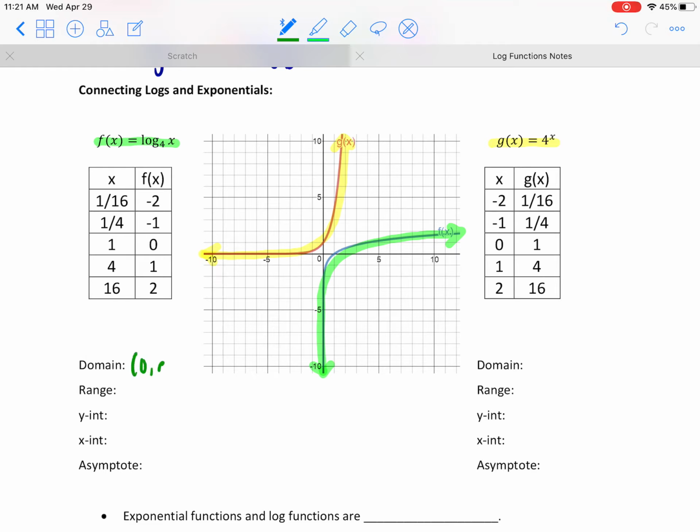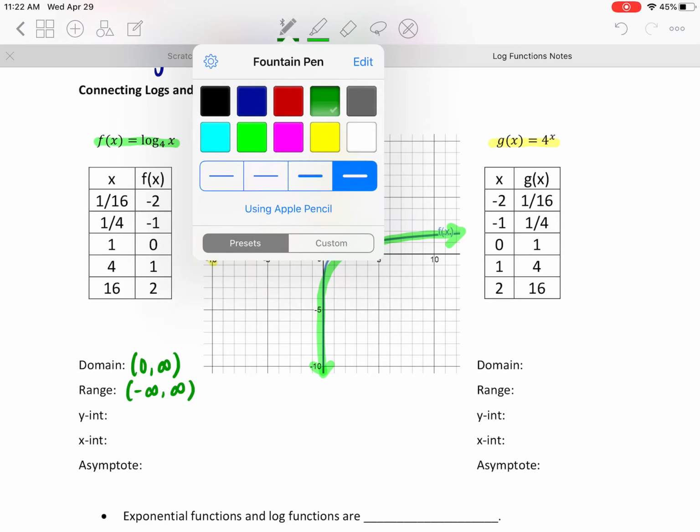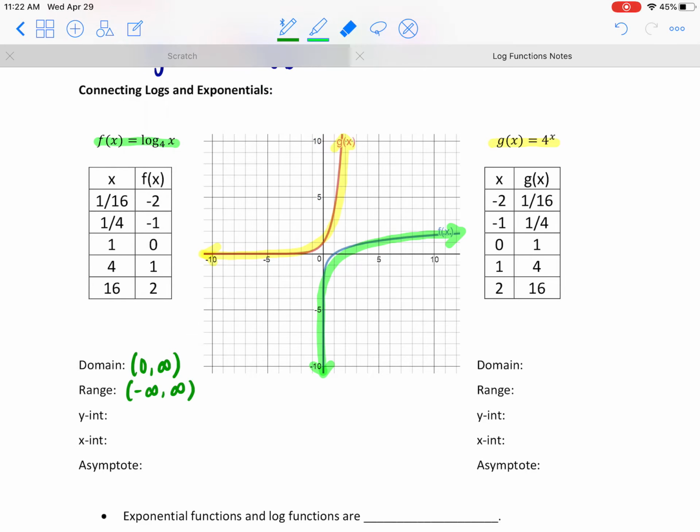So these two graphs, how do they compare? What's happening? Well, the shape is similar, right? But we saw things reverse. So with our log base 4, we have a domain that's restricted from 0 to infinity, and a range that was infinite, the graph going up and down forever. Whereas with the exponential, I'm going to have to change this color because I want these to coordinate. Let's make this pink.